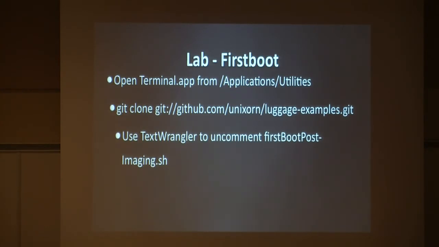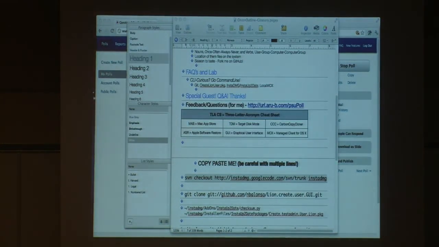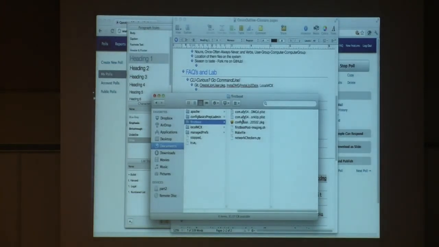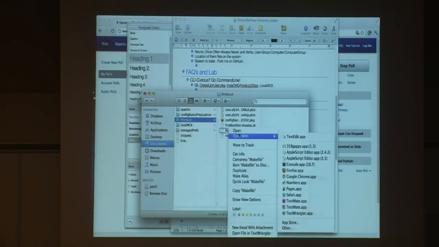So, Text Wrangler is our friend. Why did I need to uncomment first boot post imaging shell? Oh, there's specific LocalMCX stuff in that script. Let's look at it. Let's do it together. Here's the only stuff in there. What did I say? We're going to uncomment stuff only. That's all I said, didn't I? I'm so vague.